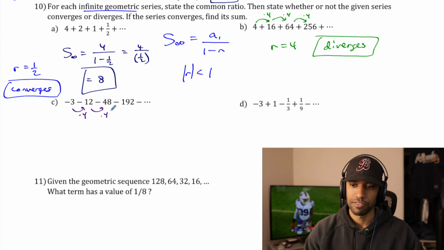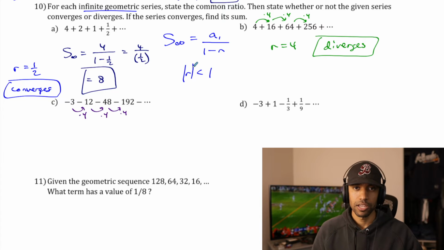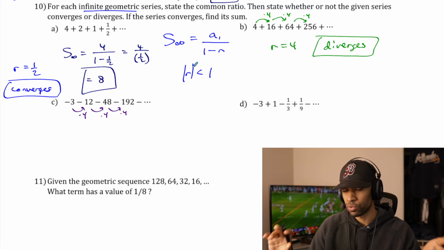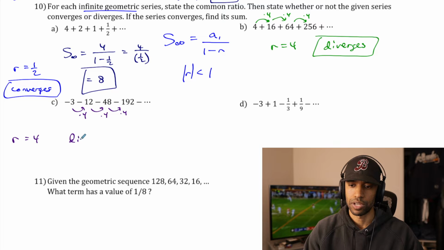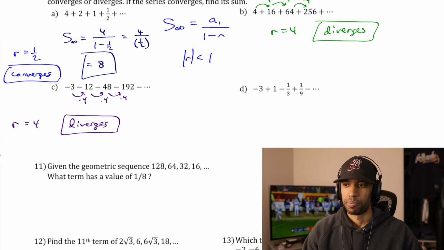Part C, multiplying by 4 again. Doesn't matter that you have negatives involved. Honestly, negative or positive common ratio has nothing to do with whether the series converges or diverges. It's whether its absolute value is greater than 1 or less than 1. This one has an absolute value that's greater than 1. It also diverges, so we leave it. I'm surprised I gave too many problems like that.